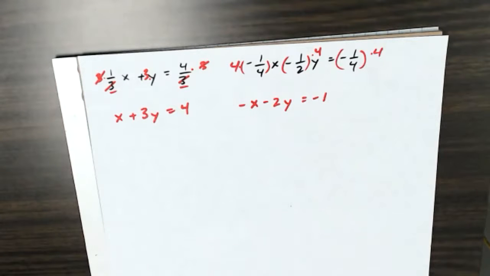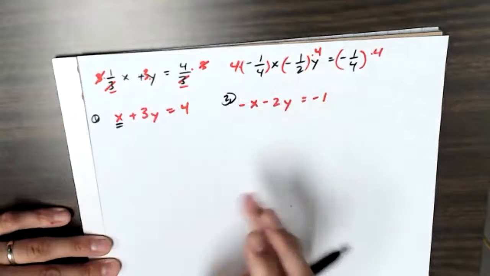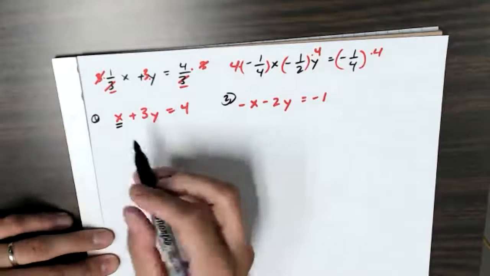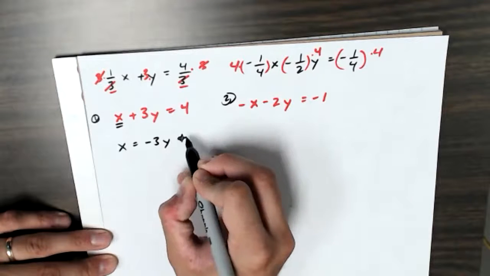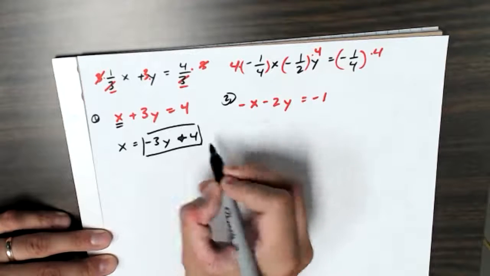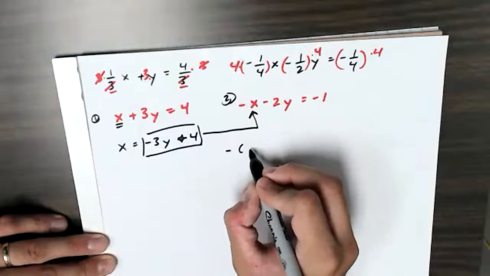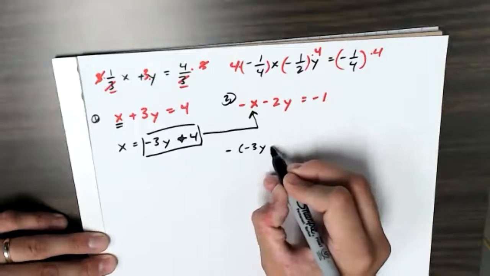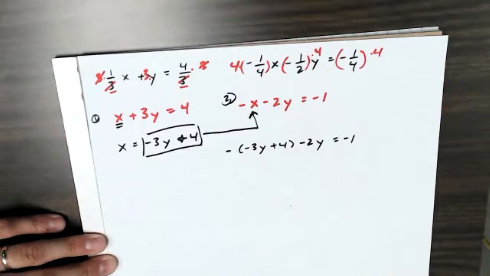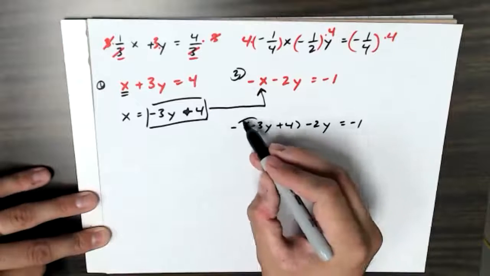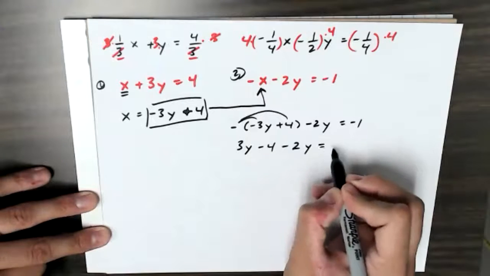Okay, I'm gonna keep going on this one though. Look, these are our 2 equations now, 1 and 2. This x is already really by itself, so I'm going to move the 3y over, and I get negative 3y plus 4, and then I'm going to plug it into that box. Now be careful, there's a minus sign there. So we get negative 3y plus 4 minus 2y equals negative 1. Distribute the negative. So I get a positive 3y minus 4 minus 2y equals negative 1.